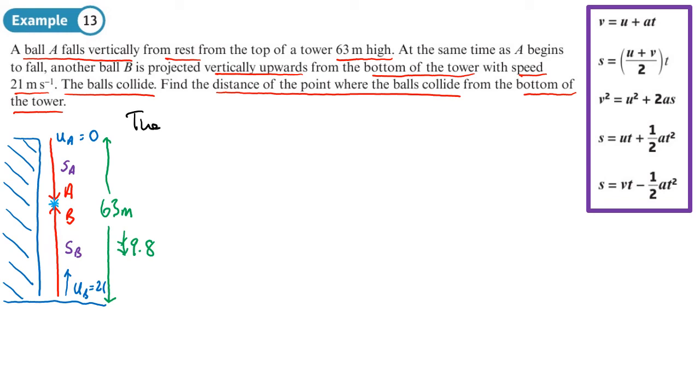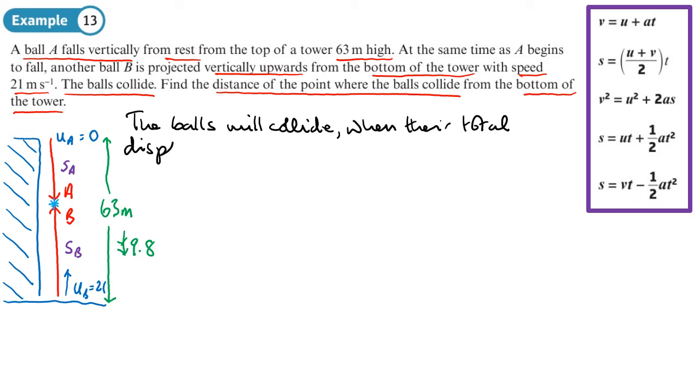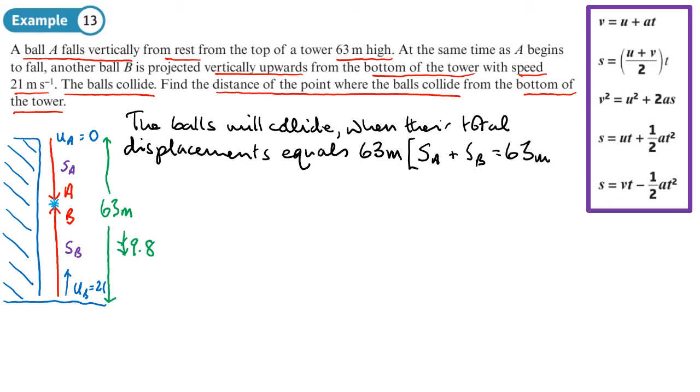So the balls will collide when their total displacements, or the sum of their total displacements, equals 63 meters. So in other words, SA plus SB equals 63. Now this is the key to doing this question, understanding that they will meet when their total displacements make 63, the height of the tower.